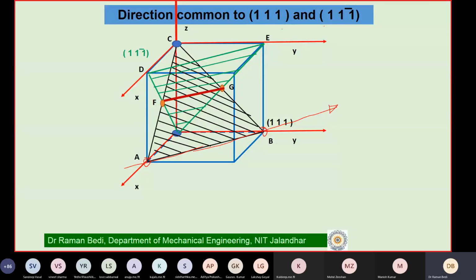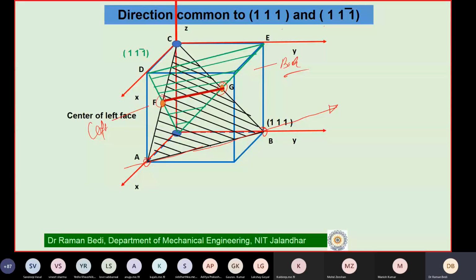So I want to know whether FG and AB are the same or not the same. Incidentally, F and G happen to be located on the face diagonals of the left face. This is the left face and this is the back face. So F and G are located on the left face and the back face of this unit cell.